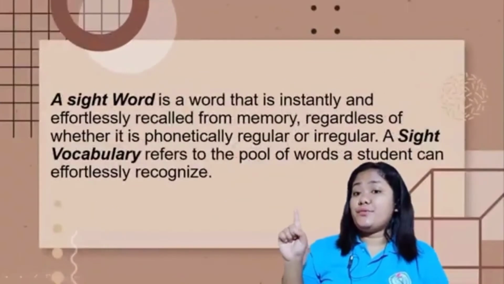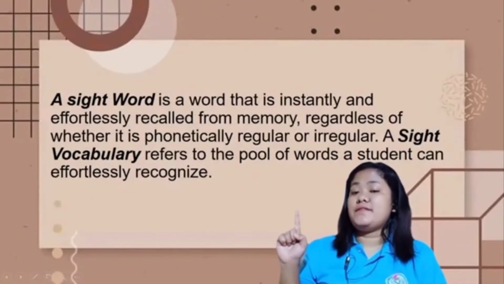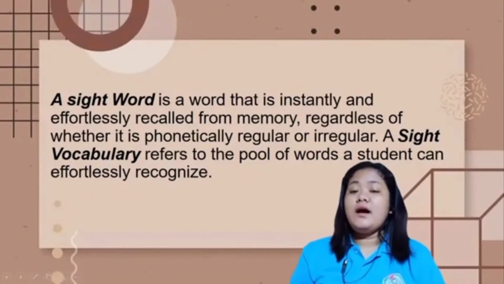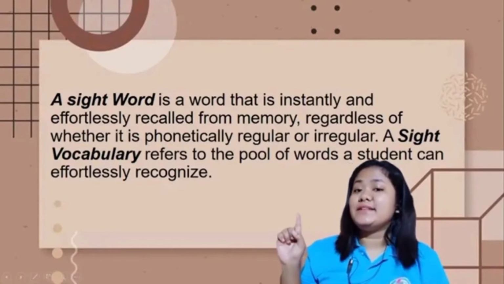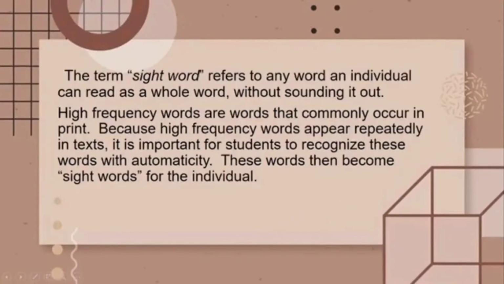A sight word is a word that is instantly and effortlessly recalled from memory regardless of whether it is regular or irregular. On the other hand, sight vocabulary refers to the pool of words a student can effortlessly recognize. The term sight word refers to any word an individual can read as a whole word without sounding it out. High-frequency words are words that commonly occur in print. Because high-frequency words appear repeatedly in text, it is important for students to recognize these words with automaticity. These words then become sight words for the individual.